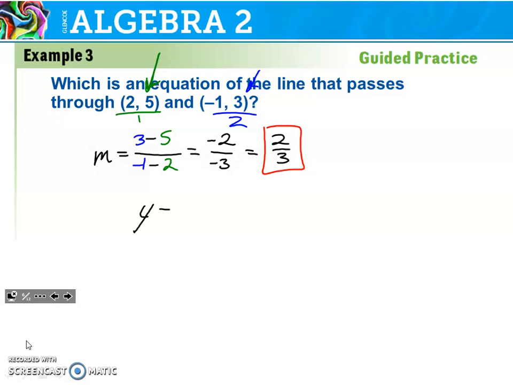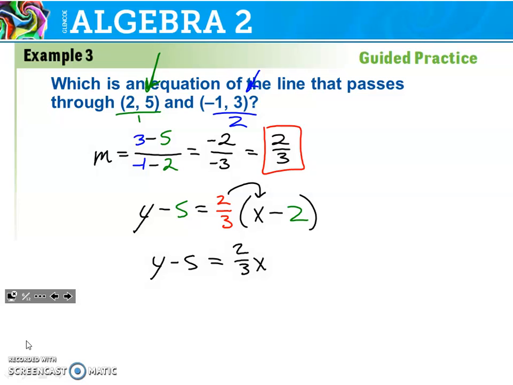So I'm going to go y minus 5 equals my m, which is 2/3, times x minus 2. I am going to simplify. I've got y minus 5, gives me a y minus 5. 2/3 times x gives me 2/3 x. Okay, and then this one's going to get a little trickier here. I've got 2/3 times a -2.